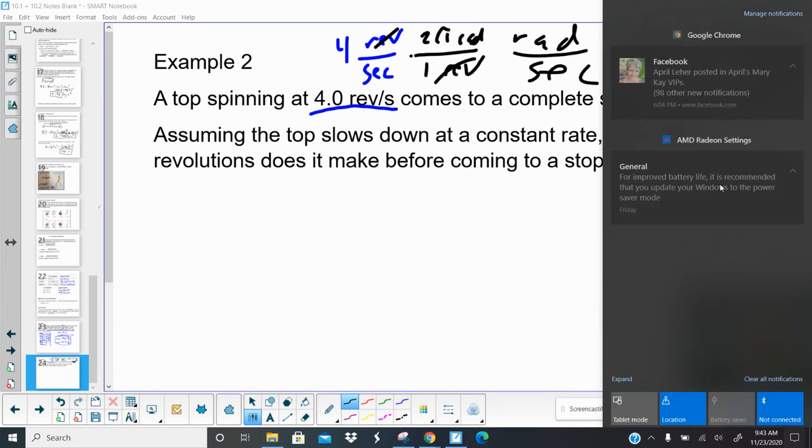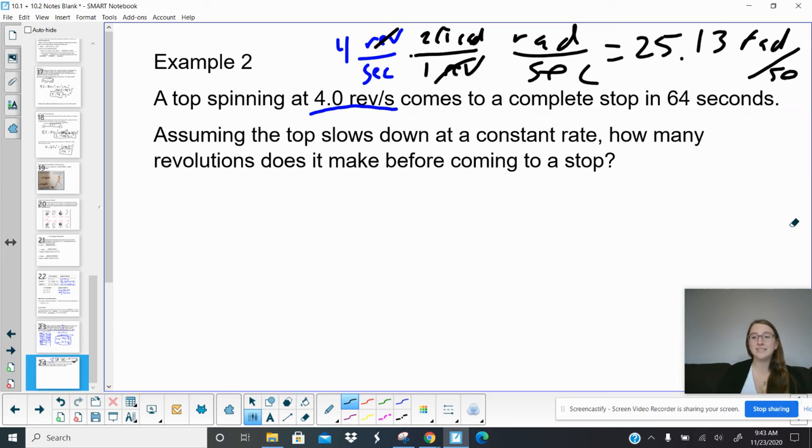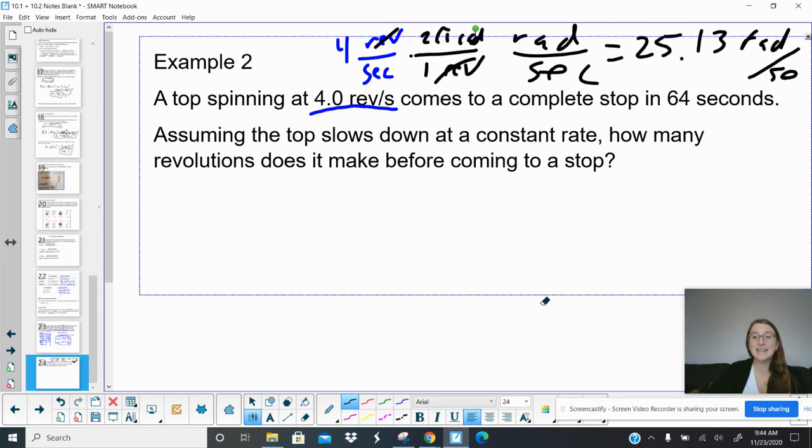Okay, it comes to a complete stop in 64 seconds. So obviously there's our time. Assume the top slows down at a constant rate. So that means there is acceleration and it is slowing down. How many revolutions does it make before coming to a stop?